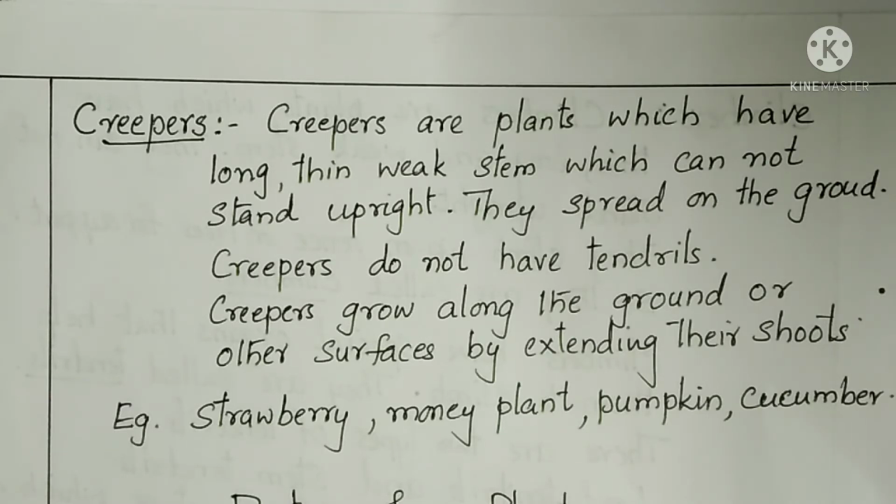Okay. And sometimes if you give a supporting surface, like the top of the terrace or the thatch, and make them creep on that, they will creep on it. Usually pumpkins, bottle gourd, strawberries, money plant, cucumber, all these are creeper type of plants. What they do is creep on the ground or on any surface.